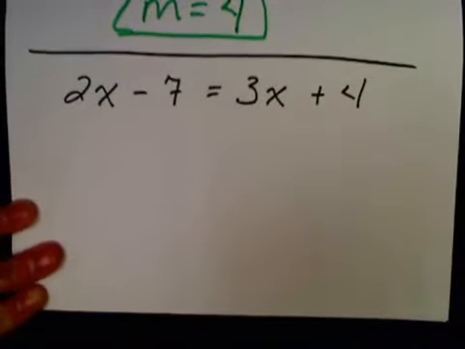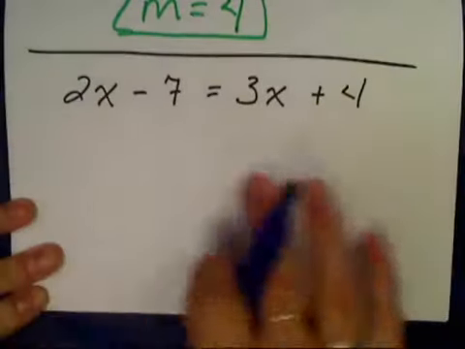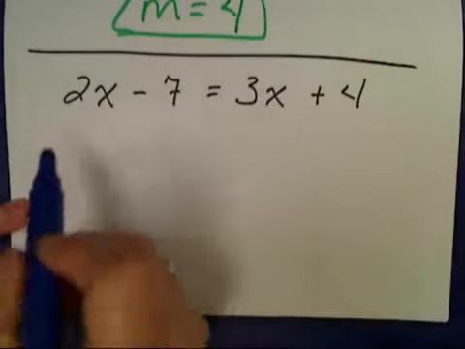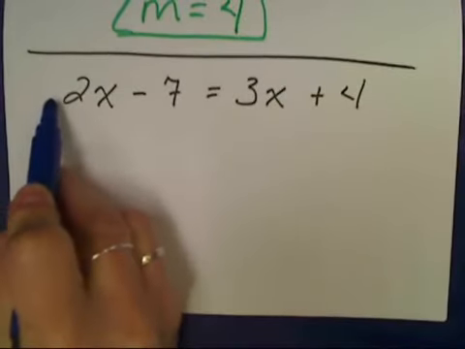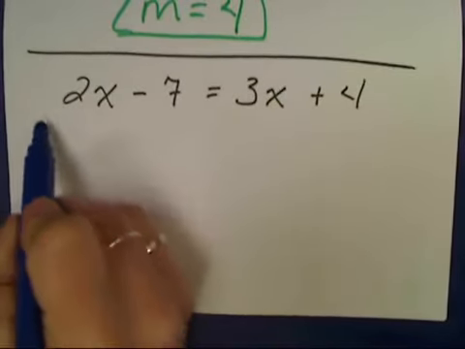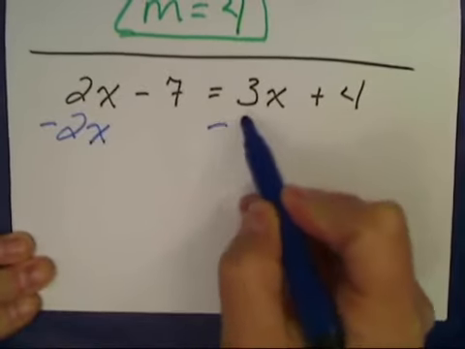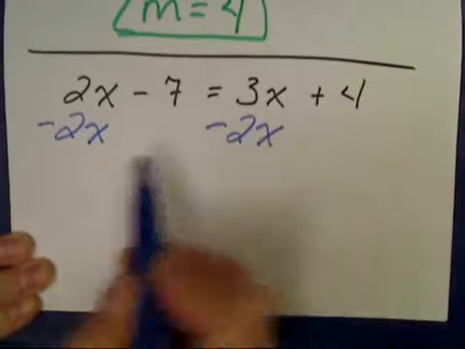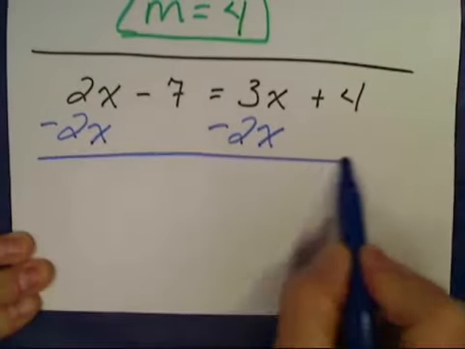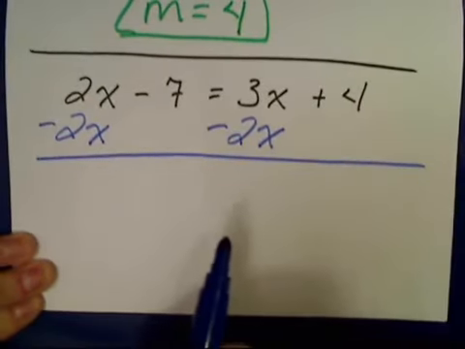So instead of having my variables on the left side, I'm actually going to move them so that they're on the right side. Once again, this is a positive 2x because there's no sign in front, so I have to take away 2x, and whatever I do to one side of the equal sign, I do to the other side. We're moving the entire term. Whenever you move terms, we add or subtract.